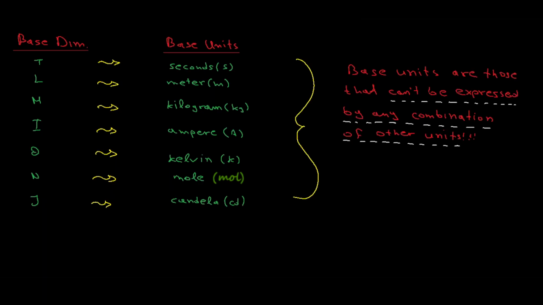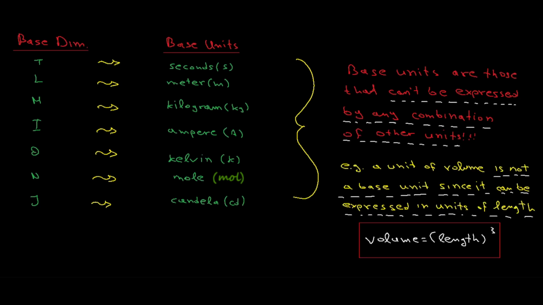In this context, base units are those that can't be expressed by any combination of other units. For example, a unit of volume is not a base unit, since it can be expressed in units of length, as volume equals length cubed. Because volume is entirely derived by length, it doesn't need its own independent base unit.